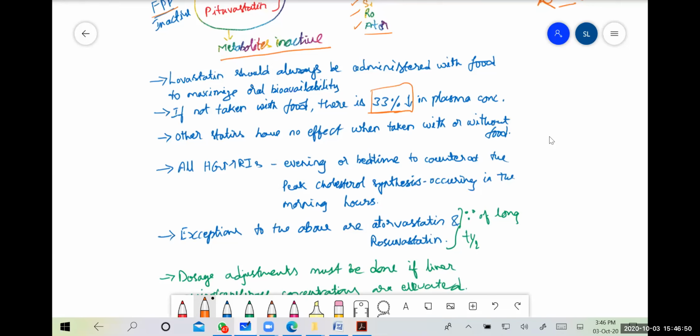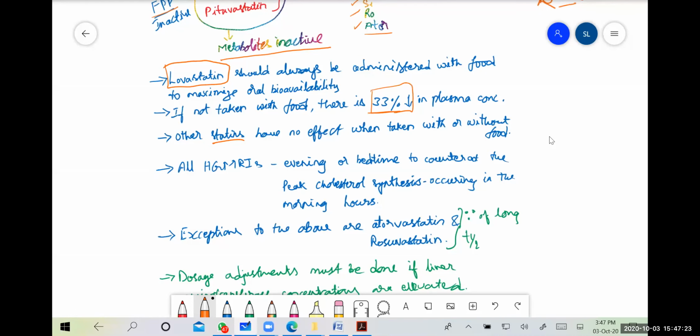Then the other statins have no effect when taken with or without food. So they can be taken either before food or after food, because food does not affect the bioavailability of these statins. The only one we must be careful about is lovastatin. Lovastatin must be taken after the food to have the maximum activity. If you don't, there is a 33% decrease in the bioavailability of lovastatin.